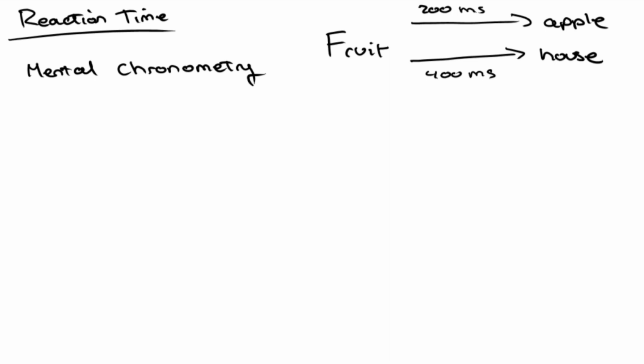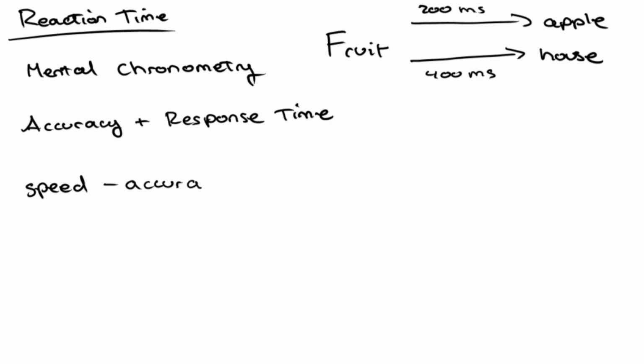Based on these differences in reaction time, it's important to note that researchers will take both accuracy and response time measures, because in these types of studies, participants will sometimes make a speed-accuracy trade-off. They'll sacrifice accuracy for reaction time, or vice versa.